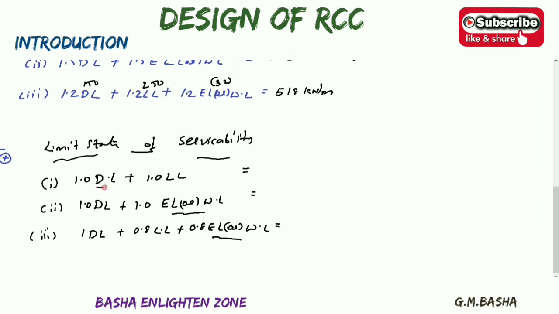Again, you know the dead load is 150 and the live load is 250. Substitute the values. Here you will get 400 kilonewton per meter, another one will be 182 kilonewton per meter, and another one will be 375.6. So calculate the values exactly. Out of these three, whichever is maximum is 400 kilonewton per meter in the limit state of serviceability.